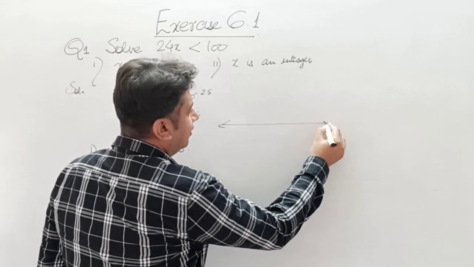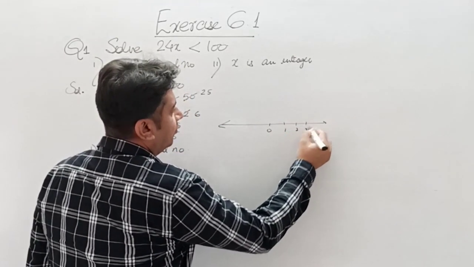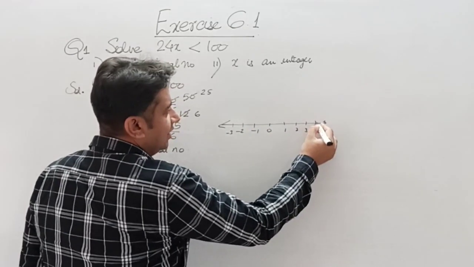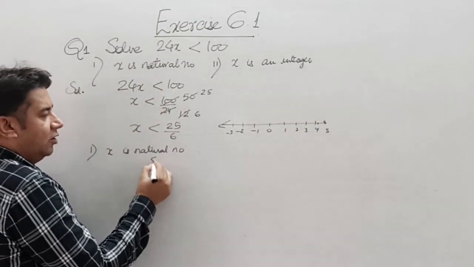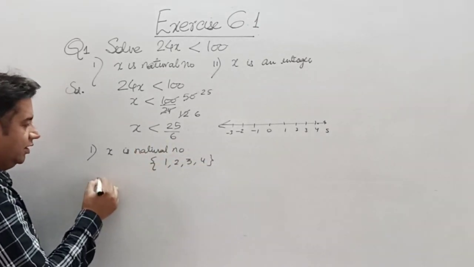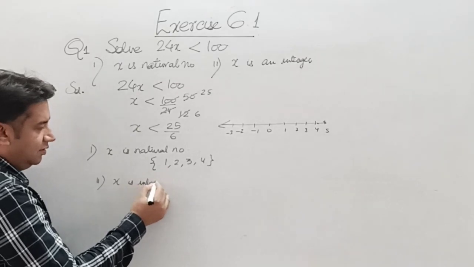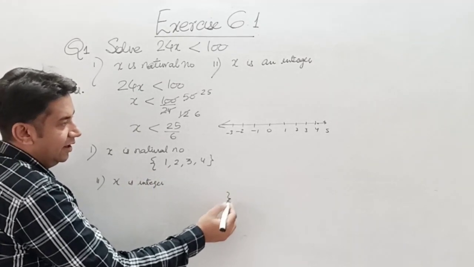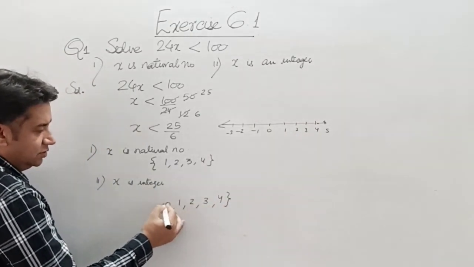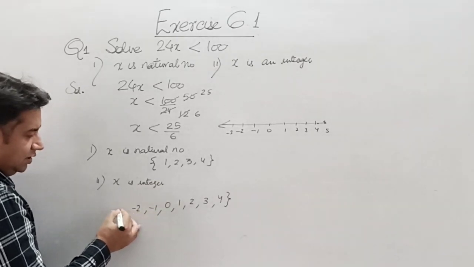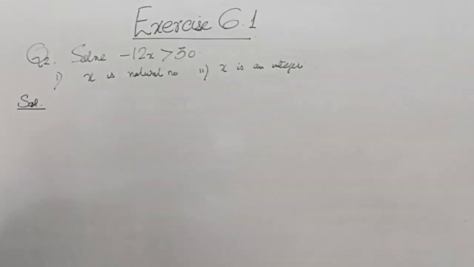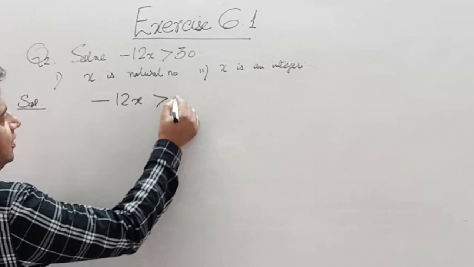Think about the number line. 0, 1, 2, 3, 4, minus 1, minus 2, minus 3, and less than 4.1. Less than 4.1, how many natural numbers are there? There are 1, 2, 3 and 4. And how many integers? They are infinite. So we'll write 4, 3, 2, 1, 0, -1, -2 and so on. So answer is this.